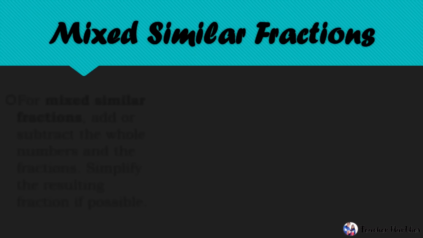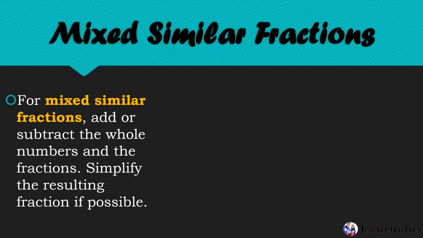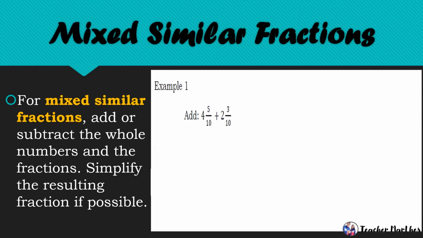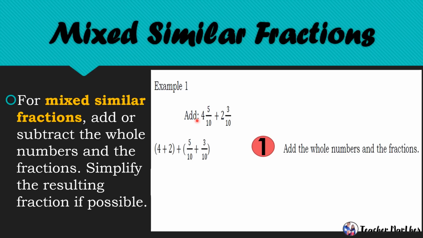For mixed similar fractions, add or subtract the whole numbers and the fractions. Simplify the resulting fraction if possible. Example, add 4 and 5/10 plus 2 and 3/10. So, since pareho yung denominator, diretso tayo ng pag-add ng numerator and the whole number. So, step 1, add the whole numbers and the fraction. So, 4 plus 2, then 5 plus 3.